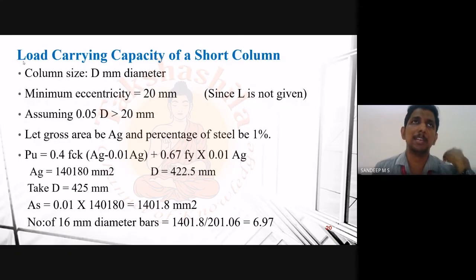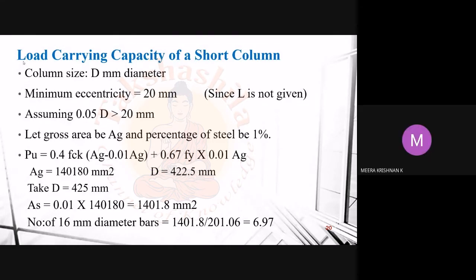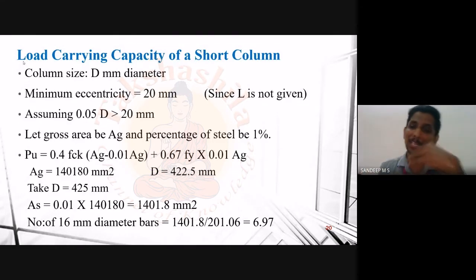If you remember, what is the minimum percentage of steel that we should provide in the case of a column, and what is the maximum percentage of steel? Can anyone tell me? No idea. Okay, so it was 0.8 and 6%. That is the lower limit and the upper limit, so please keep that in mind.